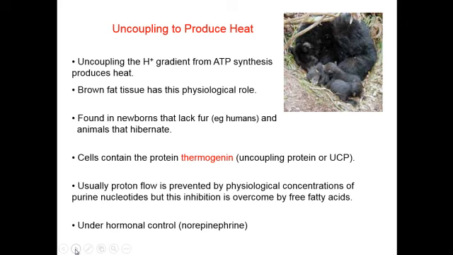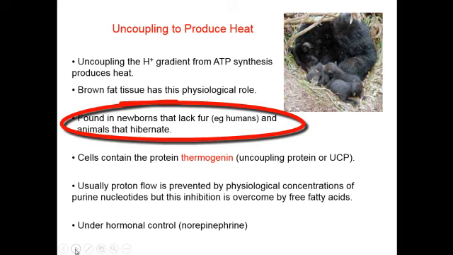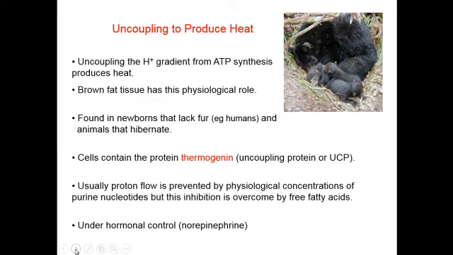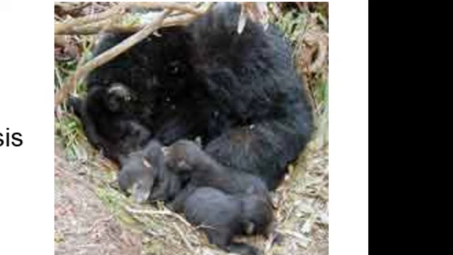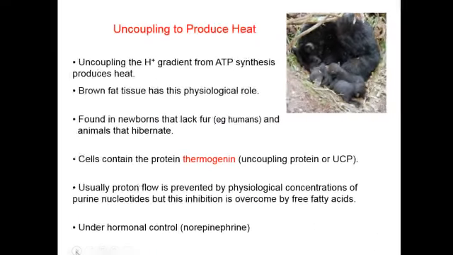Other situations where uncoupling is utilized to produce this heat is in brown fat tissue. So brown fat tissue, which is found in newborns, so newborns that lack fur, which would include us, and also in animals that hibernate. And this is how hibernating animals actually can keep producing heat as they're hibernating. So here we have this hibernating bear, and female bears give birth to their cubs while they're actually hibernating, and so the female will essentially be asleep and give birth to the cubs and be feeding the cubs for a couple of months before she comes out of her den.